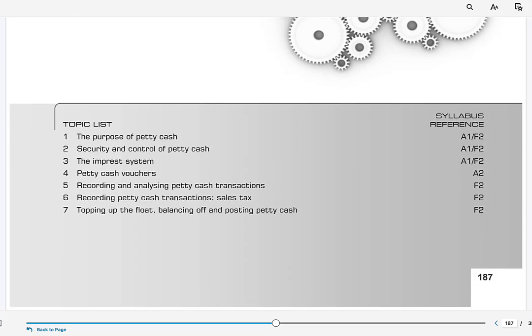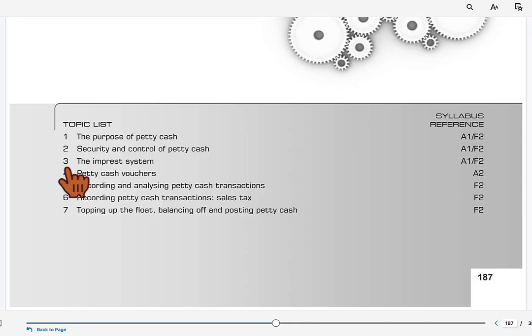Topic 1. The purpose of petty cash. We learn what petty cash is and why businesses keep a small amount of cash available. It is used for small everyday expenses that are quicker to pay in cash than by check or bank transfer. Topic 2. Security and control of petty cash. We learn how to protect petty cash from mistakes, loss, and theft. We also learn the basic rules of authorization, receipts, and checking the cash regularly.